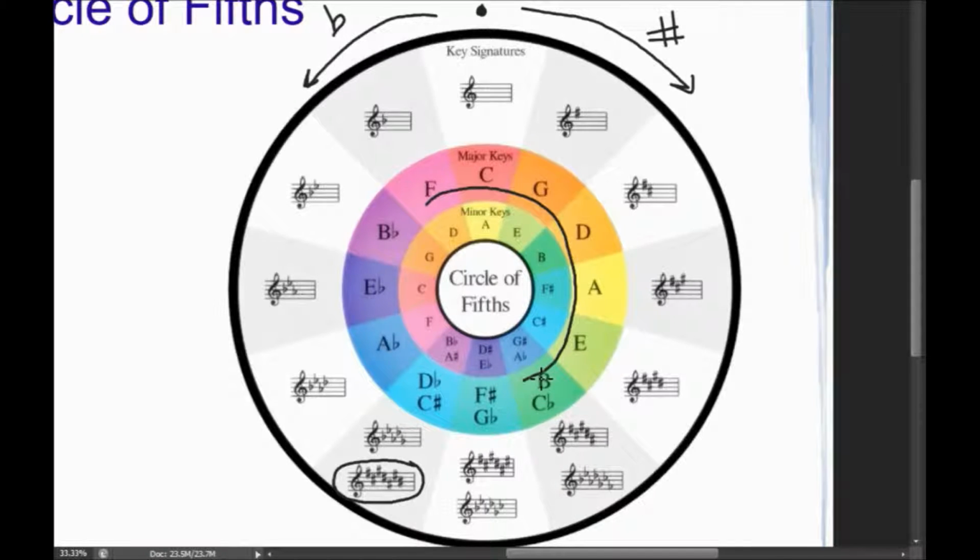If you want to know the order of flats, it's the exact same thing but in reverse. BEAD, GCF. So it goes this way. Starting over here, we start with B flat, then we get B flat and E flat, then B, E, A, then B, E, A, D, etc., until we get all the way over here with C flat major, and we have all of them in order: BEAD, and then GCF. So if you can remember the order of these letters forwards and backwards, then you'll be able to remember the order to write the sharps and the flats.